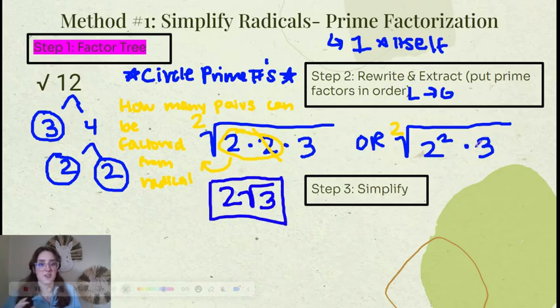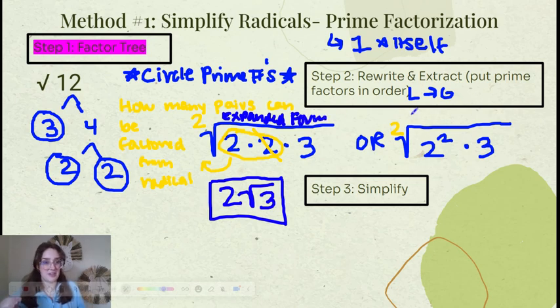I wanted to show you for this other method too. You can, again, 2 different ways. You can write it in expanded form, or you could write it with even exponents.